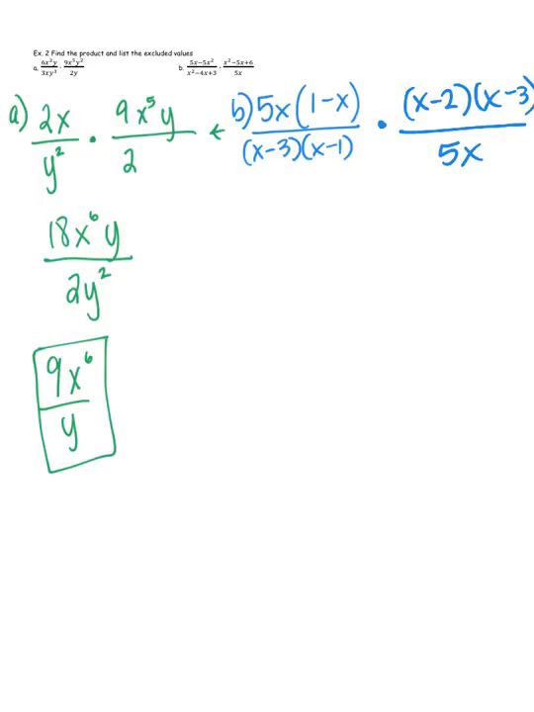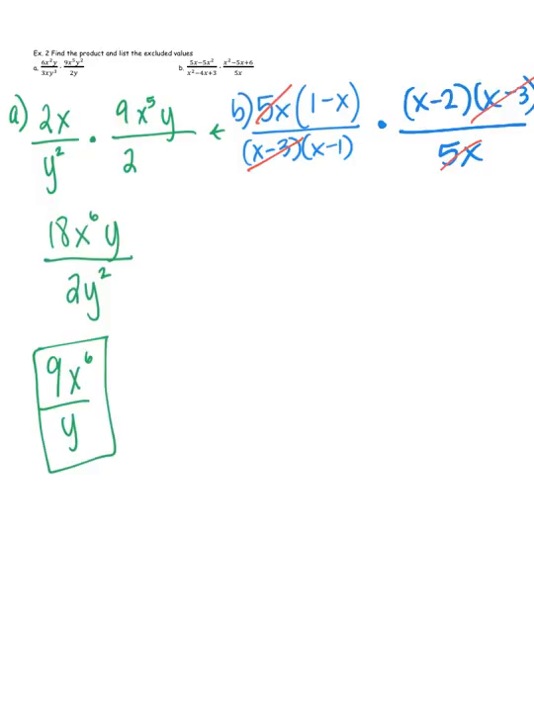Well, the easiest thing that I see is here and here. 5x divided by 5x is just 1, so that cancels out. I also see that I have this x minus 3 and this x minus 3, so that will cancel out as well. Okay, is 1 minus x the same thing as x minus 1? No, it is not. However, if we want to make it so that they are the same thing, we could rearrange that 1 minus x into negative x plus 1.